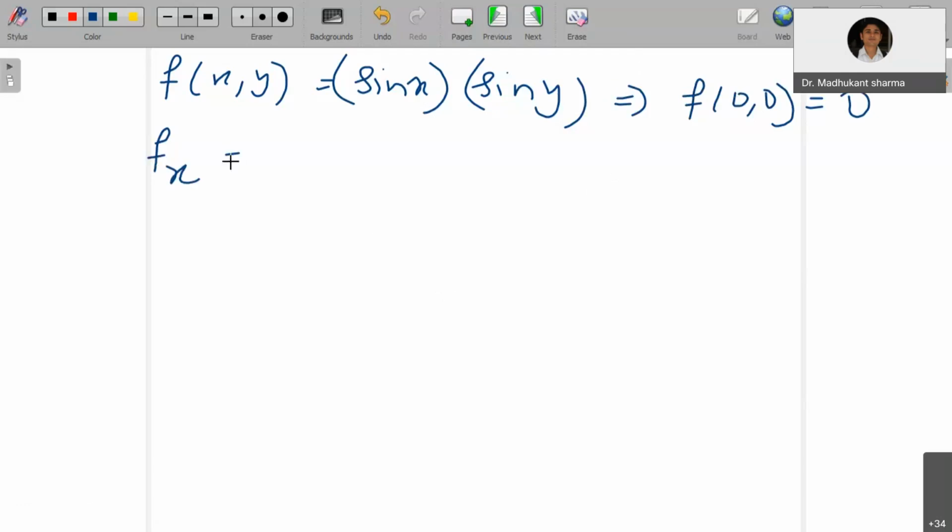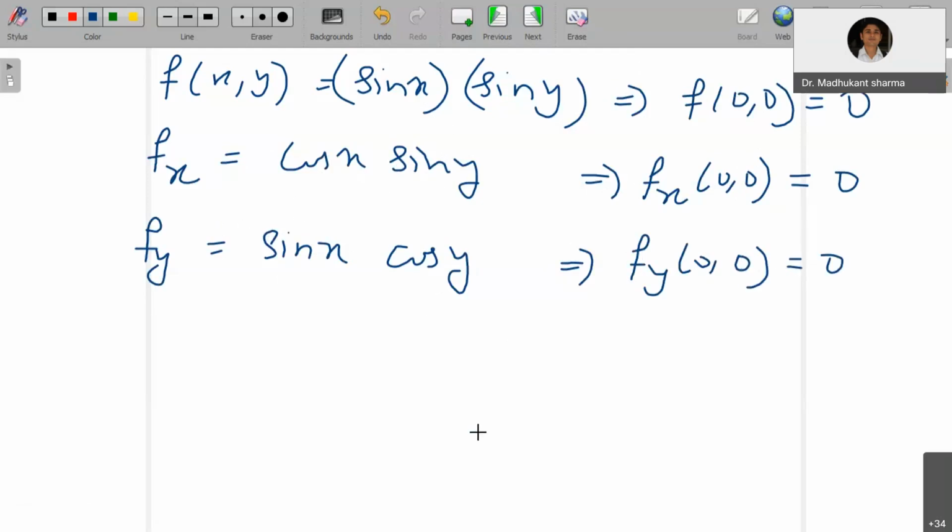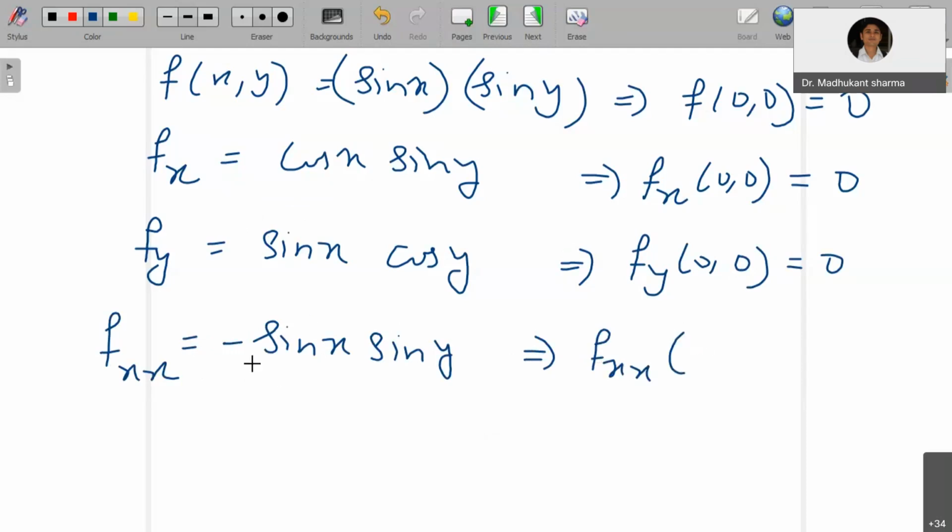Now fx is going to be cos x sin y. This implies fx at (0, 0) is 0 because sin 0 is 0. fy is equal to sin x times cos y. So this implies fy at (0, 0) is 0 because sin 0 is 0. Now fxx is equal to minus sin x sin y. I hope you are now comfortable in finding the partial derivatives, so I am not doing the details. So fxx at (0, 0) is also 0.